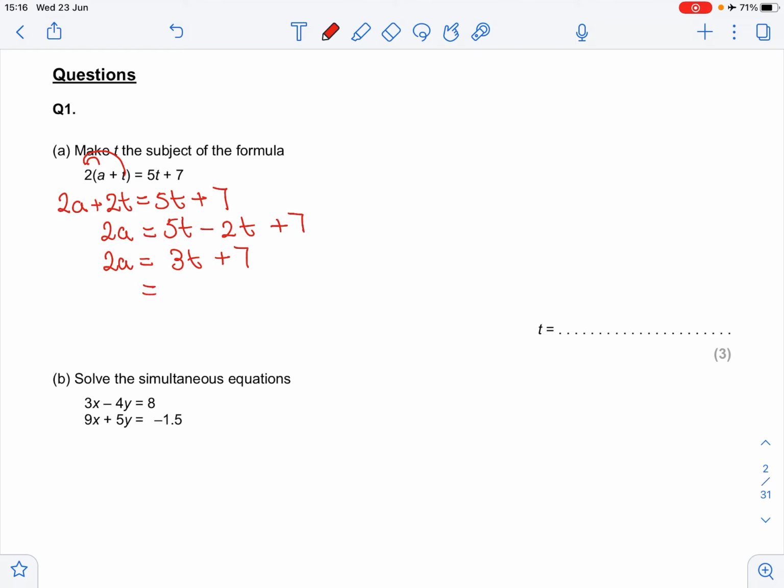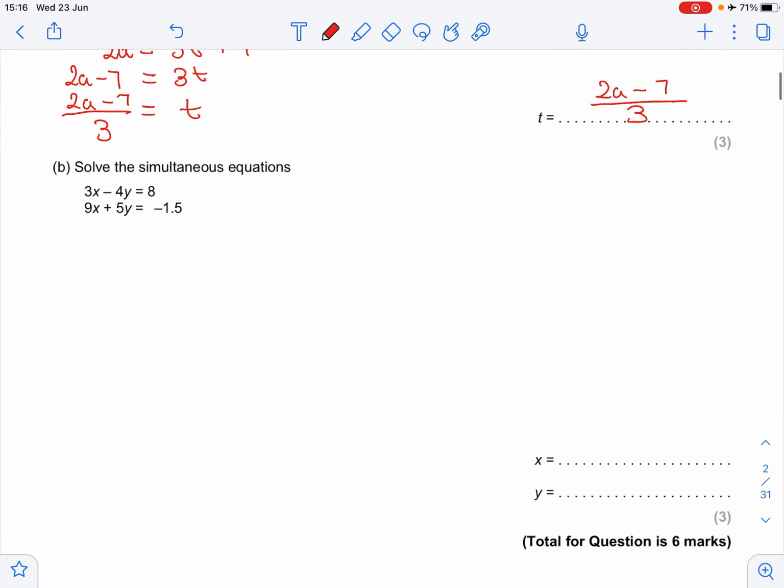Now we want to make t by itself on one side of the equation, so we minus 7 on both sides. I have 2a minus 7 equals 3t. And left with t the subject, we are left with 2a minus 7 divided by 3. So t is equal to 2a minus 7 over 3.